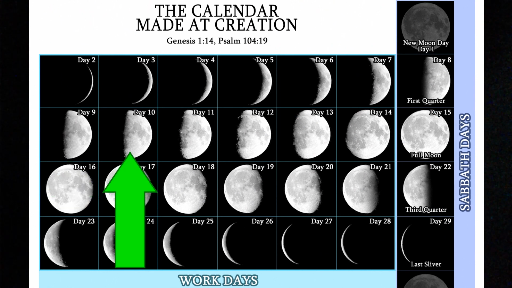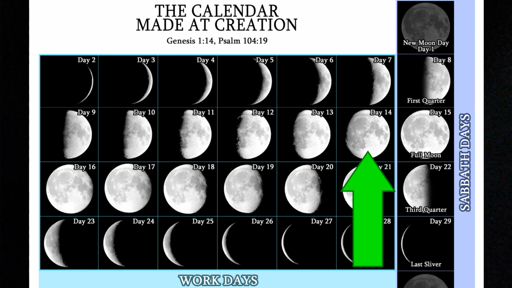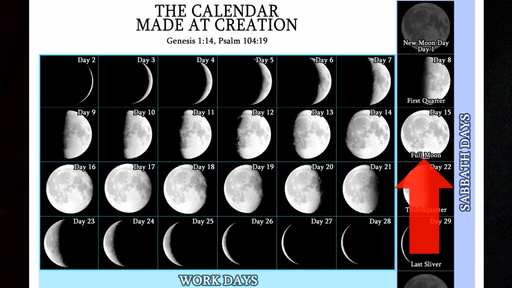Then 6 days after the first Sabbath of the month is the second Sabbath of the month on the full moon. Then 6 days. So remember, when he says to work for 6 days and rest on the 7th day, there is always 6 days. There's always six days between every Sabbath.